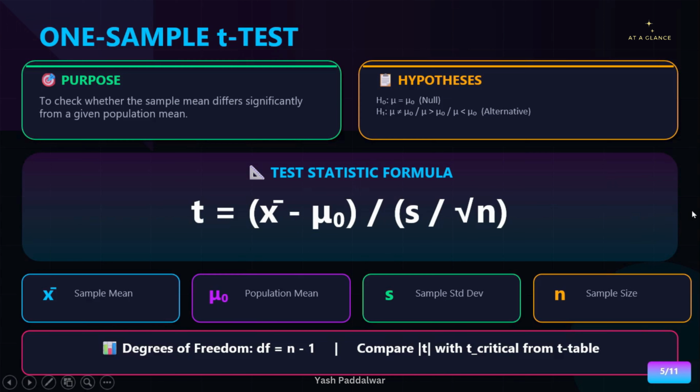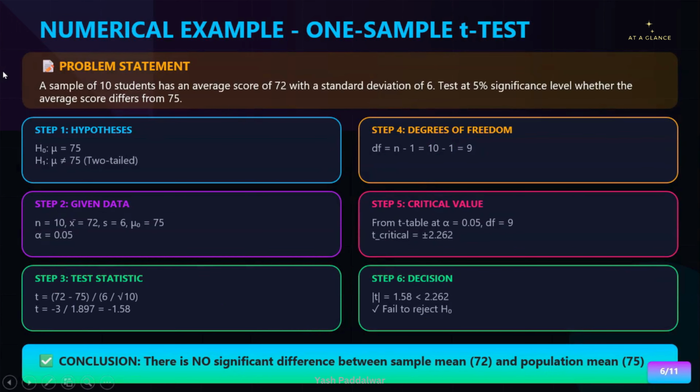Now let's move on to a simple example and see how this works. So this is your problem statement. A sample of 10 students has an average score of 72. So there are 10 students. The average score of all of them is 72 with a standard deviation of 6. Now the standard deviation 6 is nothing but the standard deviation of these 10 students, that means the sample only. Test at 5% significance level whether the average score differs from 75. So 75 is your population mean, and your average score of 72 is your sample mean. So we have the data gathered from the problem statement.